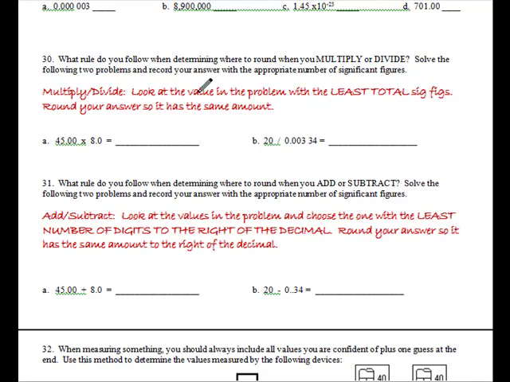This one's a little more complicated. Let's start with this. What rule do you follow? Well, when you multiply and divide, you have to look at the values in the problem with the least total number of sig figs, and then you're going to round your answer so it has the same amount. So let's look at this first number. This is 45.00. So there's 4 sig figs here because I come in from the Pacific side. I start counting right away because that's non-zero. I count 1, 2, 3, 4. I count till I run out of things to count. So there's 4 sig figs there.